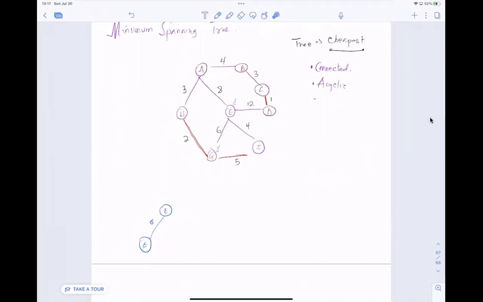C and D. Why is it C and D? Good, good. Exactly. C and D would definitely be in. So we have C here, and then D here, right? So this will definitely be in, and it has a cost of 1.